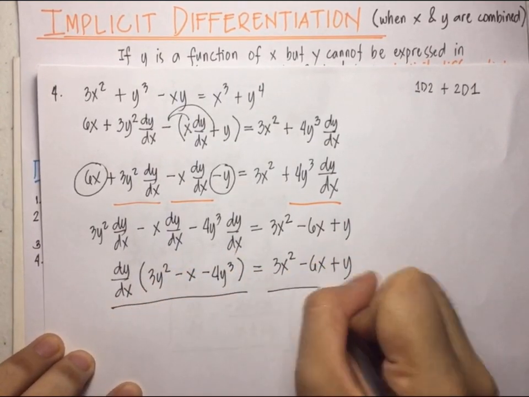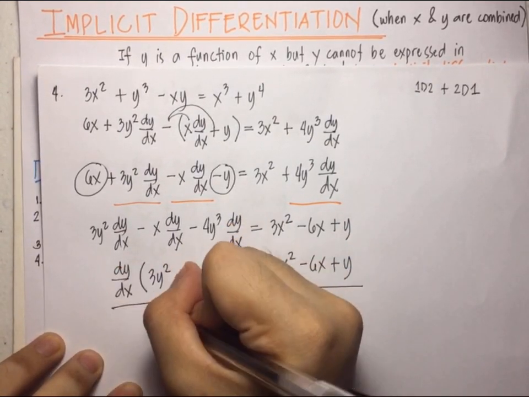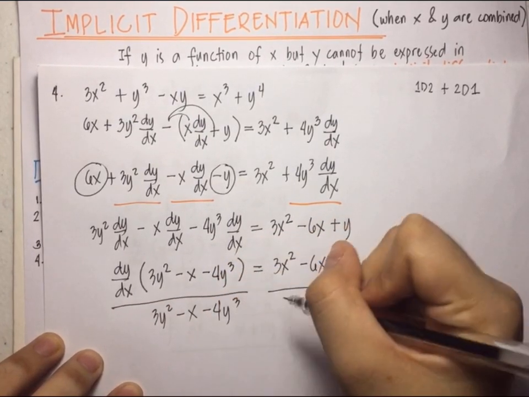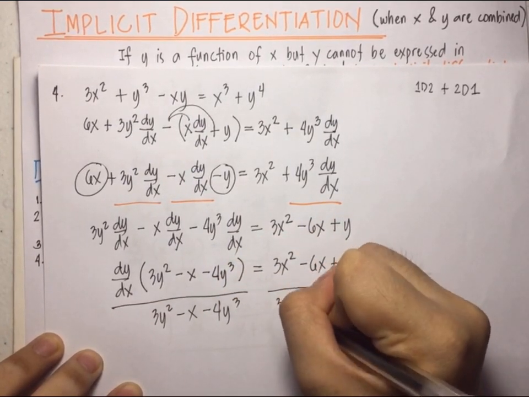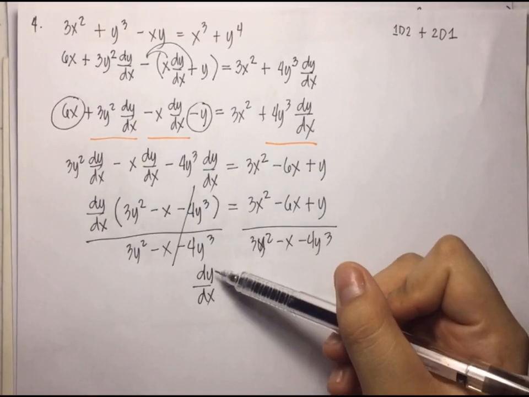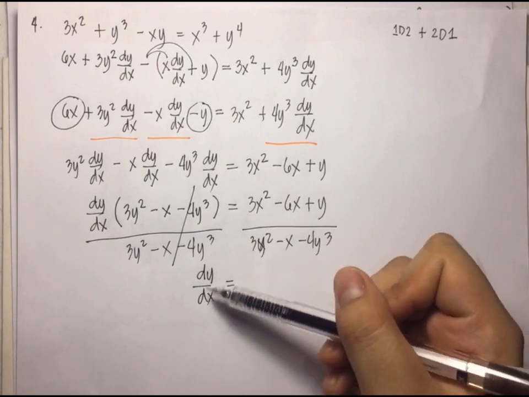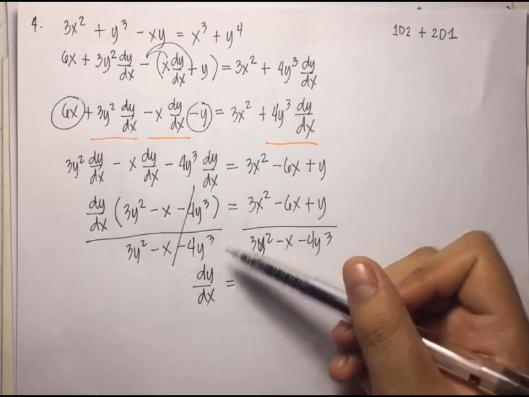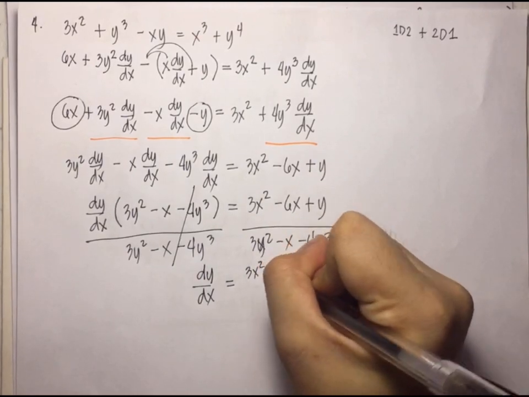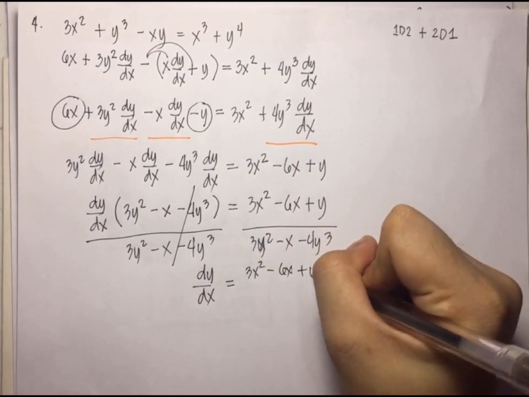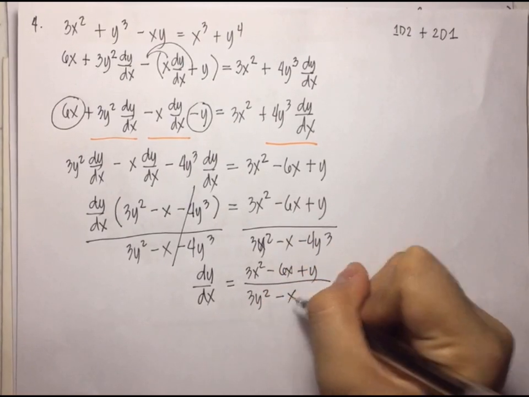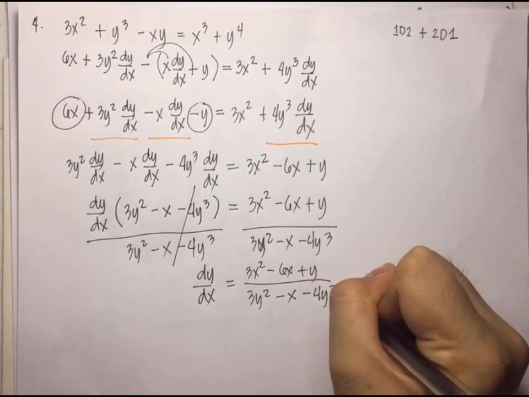Then divide both sides of the equation by 3y squared minus x minus 4y cubed. So we now have dy over dx on the left side of the equation. We just simply copy 3x squared minus 6x plus y all over 3y squared minus x minus 4y cubed.